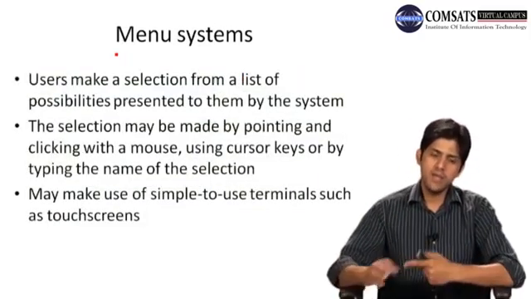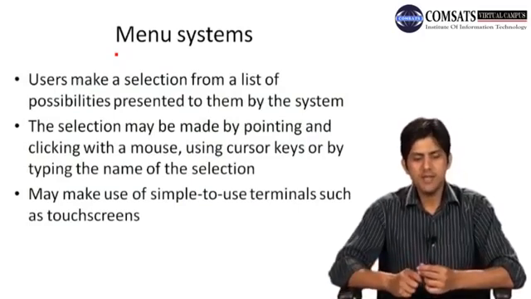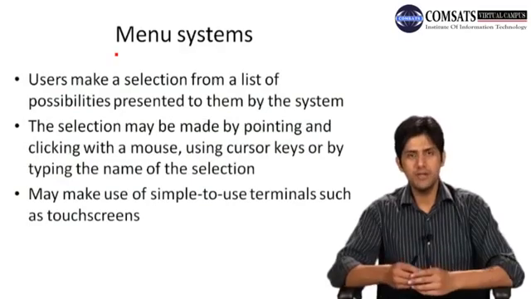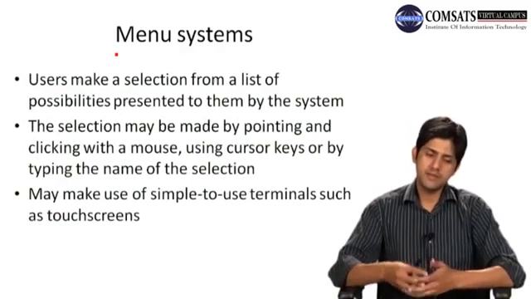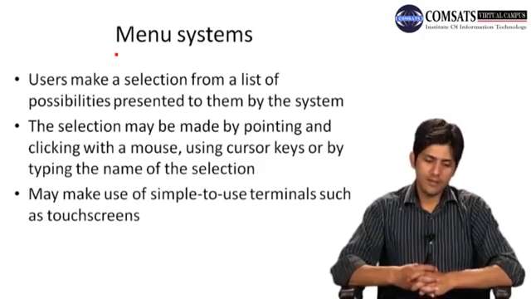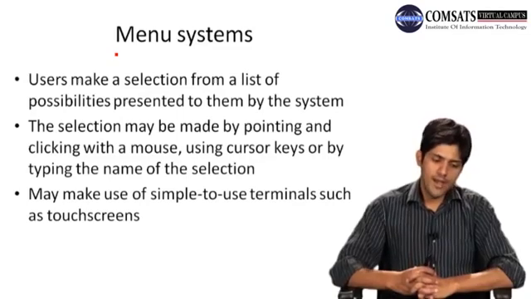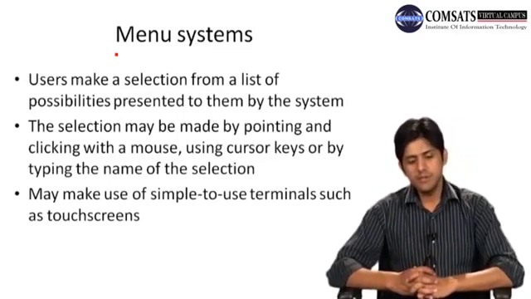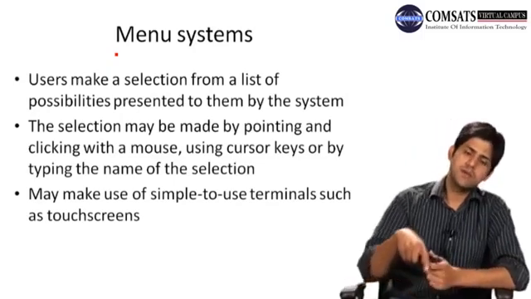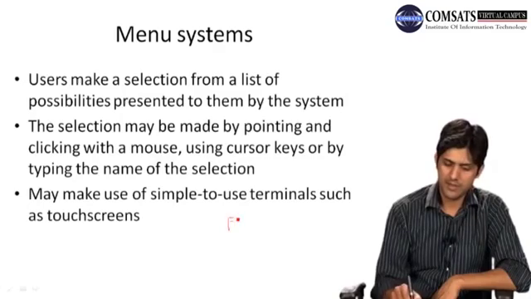Okay, and then we have these menu systems. What do we do in this menu system? Users, they make a selection from a list of possibilities presented to them by the system. ठीक है, and the selection may be made by pointing and clicking with the mouse, using cursor keys, or by typing the name of the selection, and may make use of simple to use terminals such as touch screens. ठीक है, इसकी बड़ी आसान सी एग्जांपल आपकी डिफरेंट हो सकती हैं जो हम एप्लीकेशंस यूज़ करते हैं.